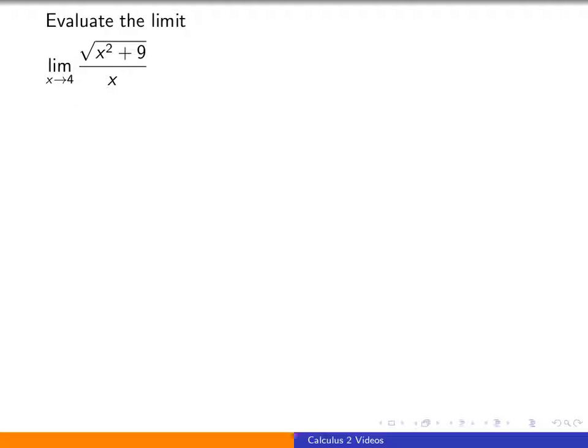And here it's okay. So what we would do is apply our limit laws. The limit laws tell us that we can take the limit of the top, divided by the limit of the bottom. And in the top, we have a limit of a square root. And one of our limit laws tells us that we can take that limit and plug it underneath the square root.